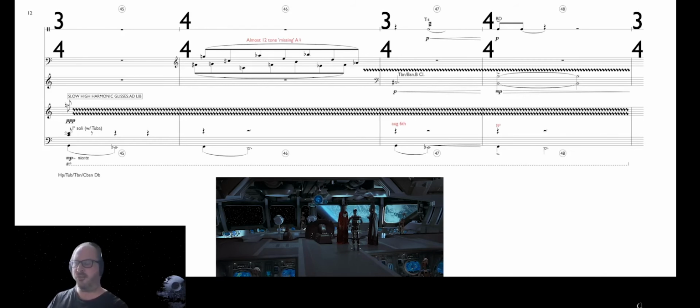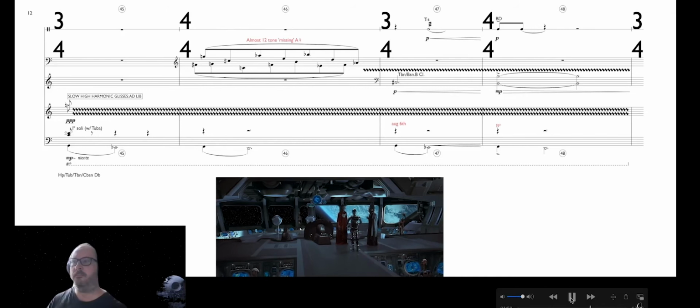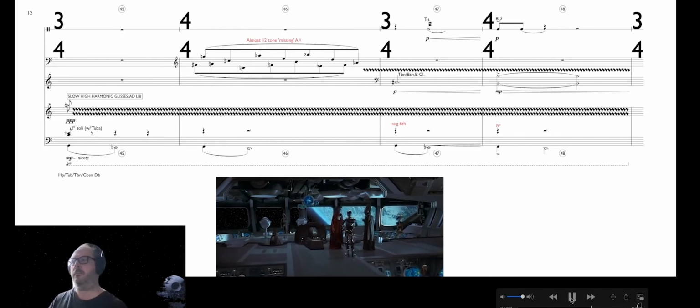It's a really extraordinary piece of... It's an augmented sixth chord. And then goes to a sort of diminished triad. Really extraordinary.